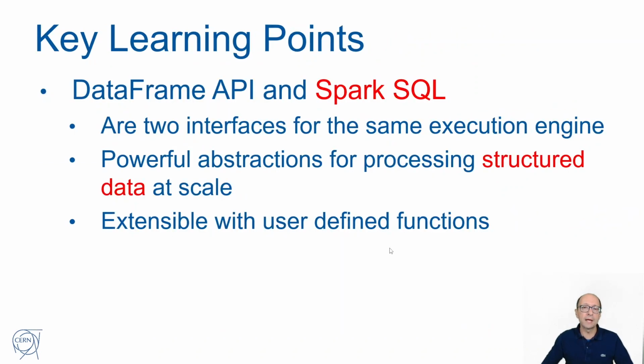So this brings us to the end of this module. I would like to emphasize a few key learning points. The first one is that the DataFrame API and Spark SQL are 2 interfaces to the same execution engine in Spark. Both of them are powerful abstractions for processing structured data at scale and in a fault-tolerant manner, and are extensible using user-defined functions that you can write also in Python.